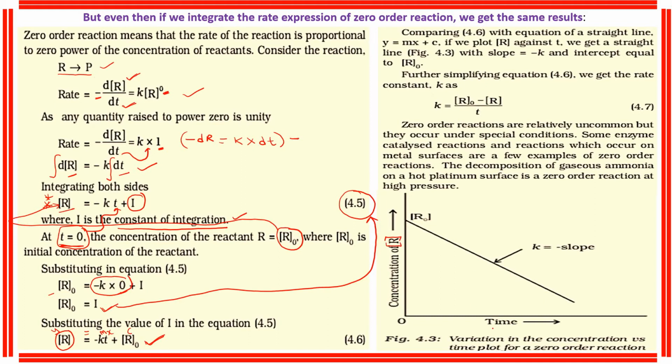On the x-axis I have taken time t, and this is the y-axis. Now we are going to get a negative slope. That negative slope is equal to k, so k is equal to minus slope. Now you are going to get this type of graph here. And what is the intercept point? At 0 time, this is the intercept point you are going to get. That will always be R naught here.